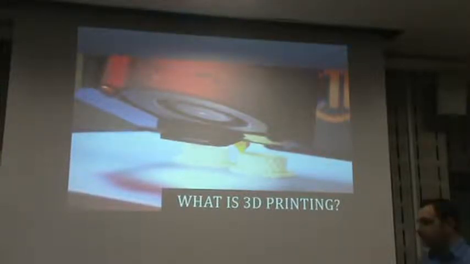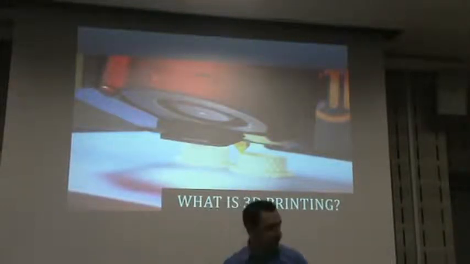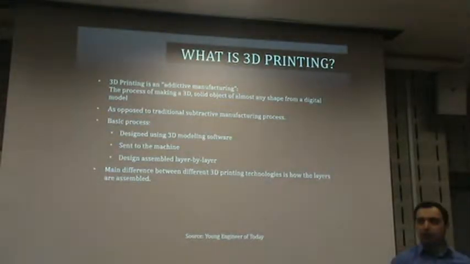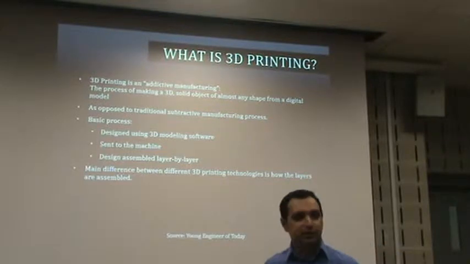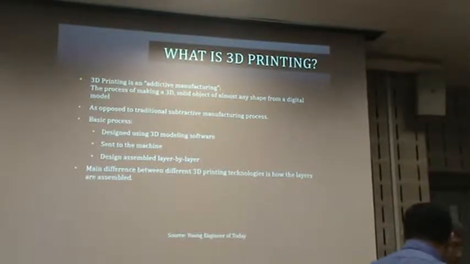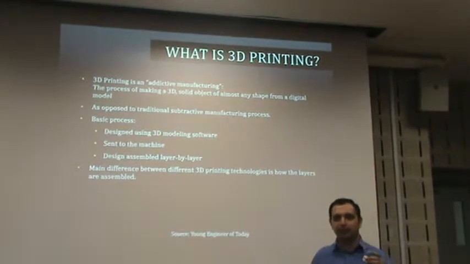I'm just going to pass these around for you to take a look. Before we go there, let me move on. So 3D printing is additive manufacturing. Additive versus subtractive manufacturing are two different things. Additive manufacturing is when you add layer by layer and you construct a piece. This is an example of additive manufacturing.